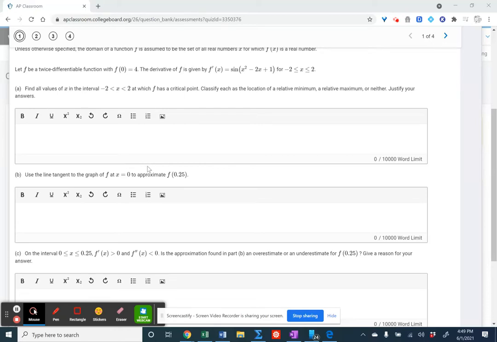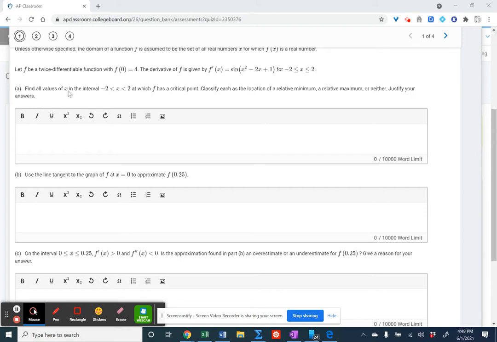All right, let's go through the solution for test number 3. The first question says, let f be a twice differentiable function. F of 0 is 4. The derivative of f is given by f prime of x equal to sine of the quantity x squared minus 2x plus 1, and we're looking between negative 2 and 2.